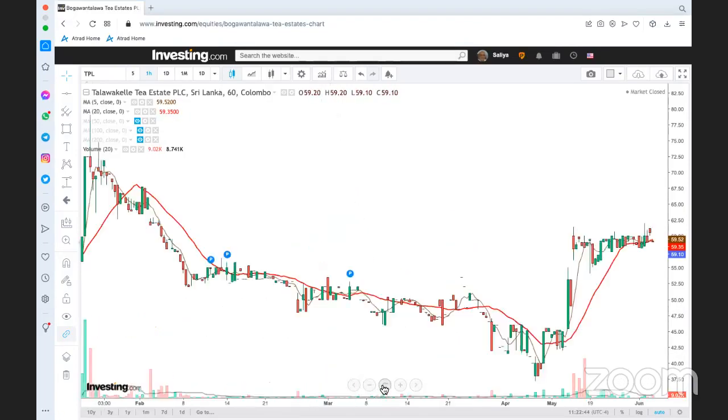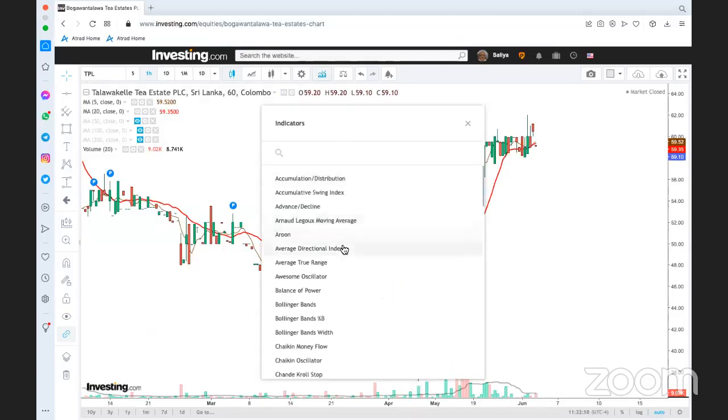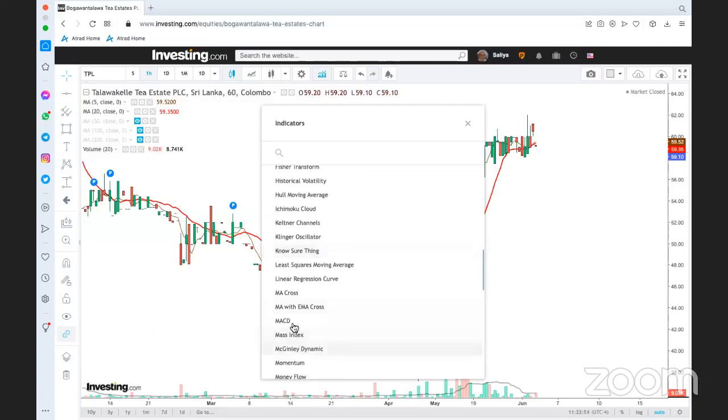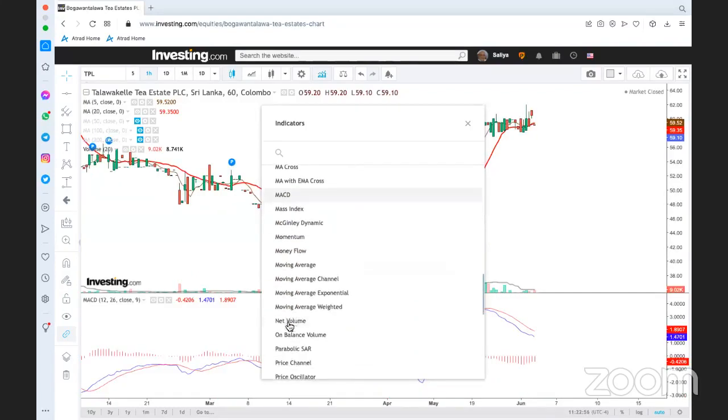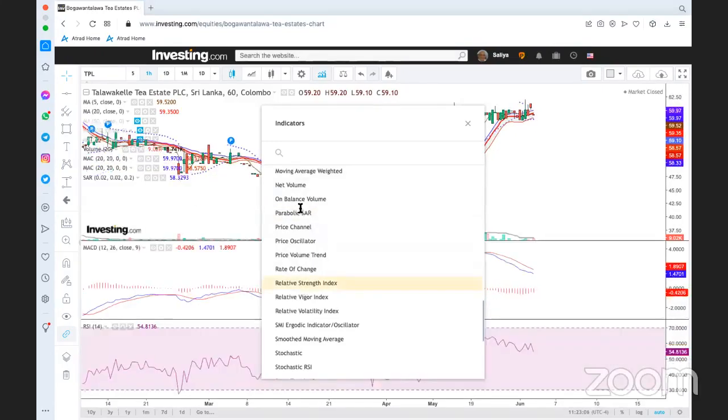To this, we are using the PSAR, MACD, and the RSI.